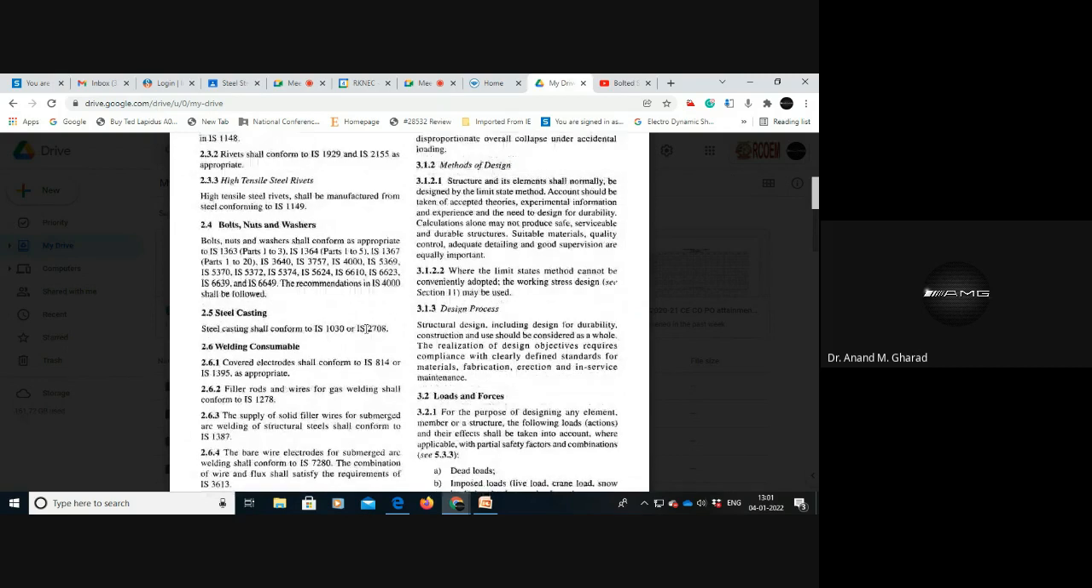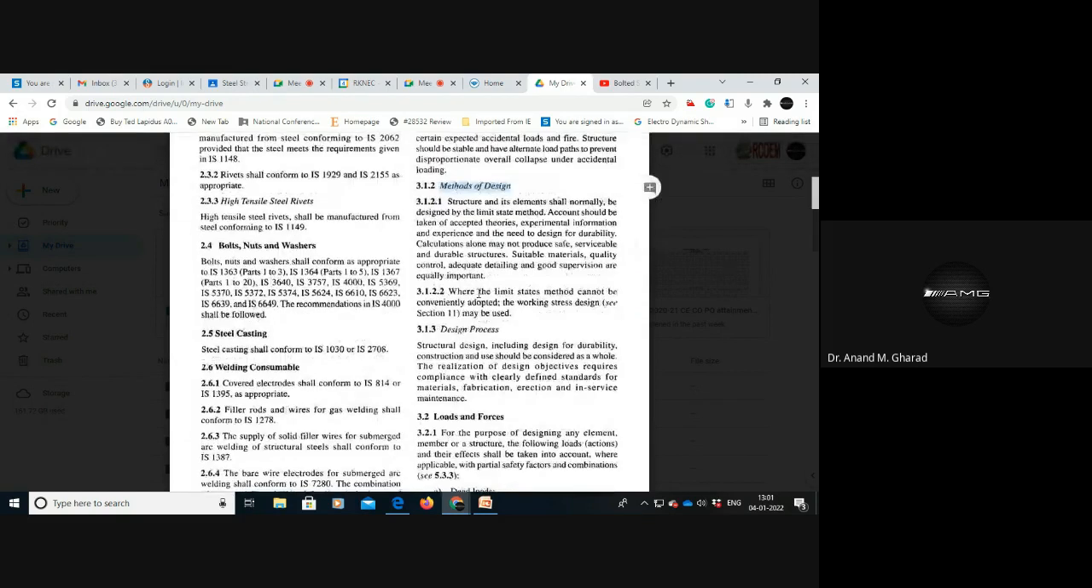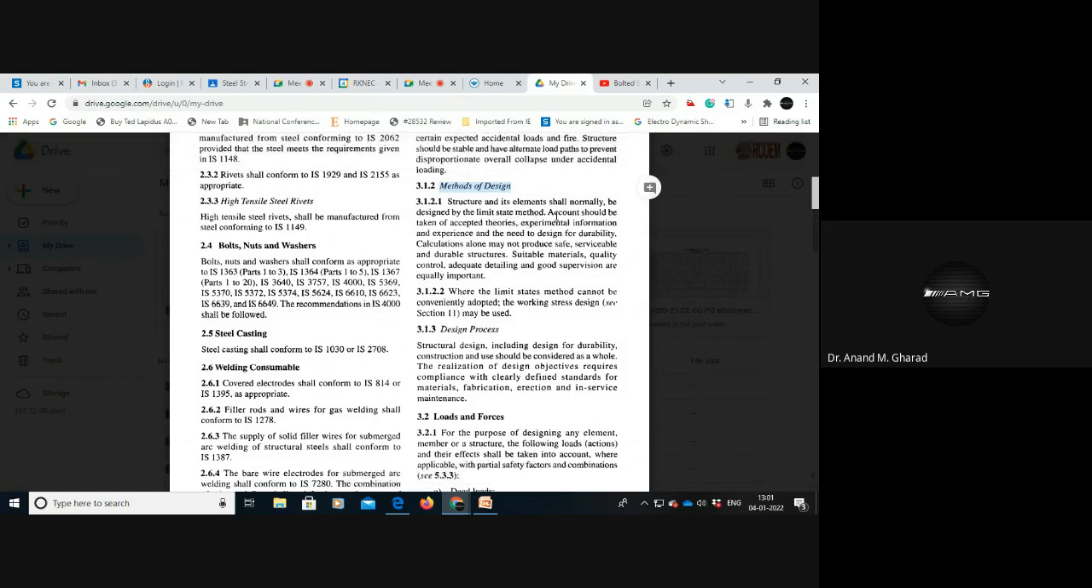Look, a statement is written in Methods of Design. Be careful over here. Structure and its elements shall normally be designed with the limit state method. What does it say? Shall normally be designed by the limit state method. Account should be taken of accepted theories, experimental information, and experience, and the need to design for durability. Calculations alone may not produce safe, serviceable, and durable structures. Suitable materials, quality control, adequate detailing, and good supervision are equally important.